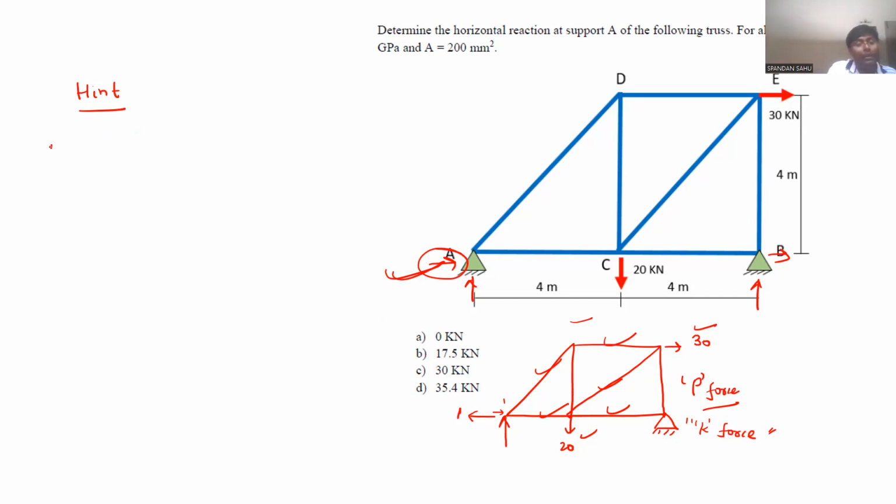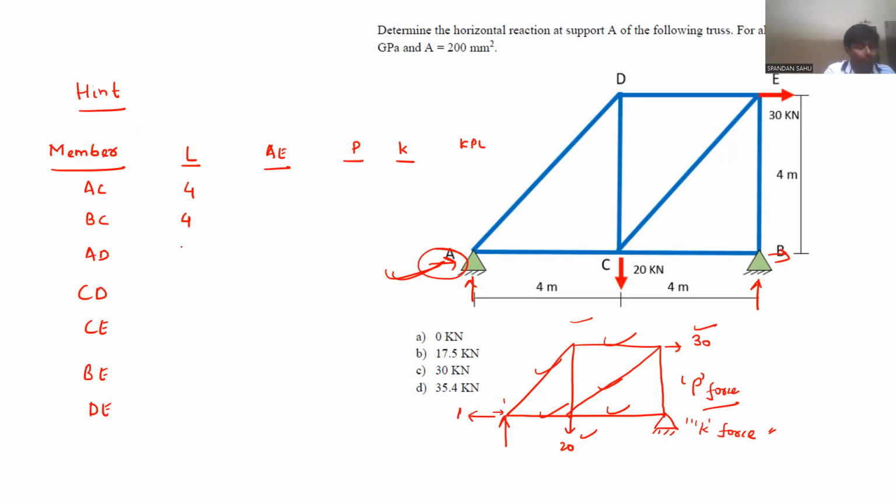Again, you make a table. I am just giving the table over here directly. You just go and check it. The columns are A, P, K, K square, PL by A, and members AC, CB, BD, and so on, numbered 1, 2, 3, 4, 5. So CAD, what is the value? 4 root 2. A value I am not writing, it will be 20,000 only. KPL by AE, K square PL.